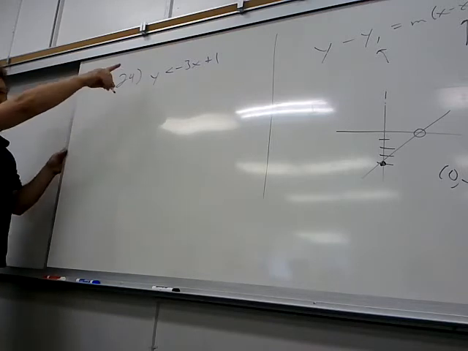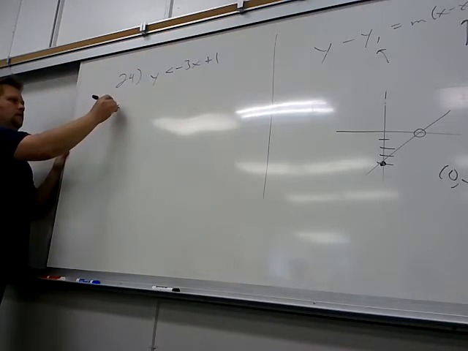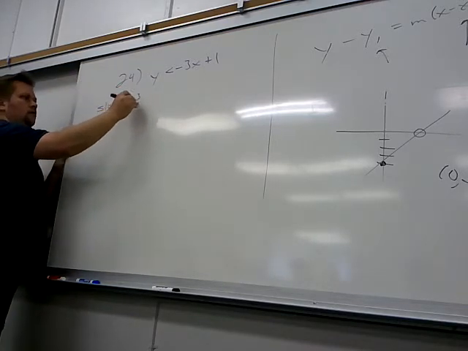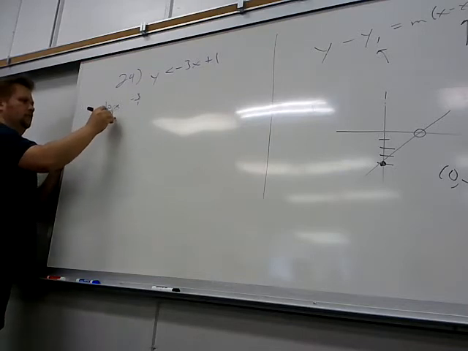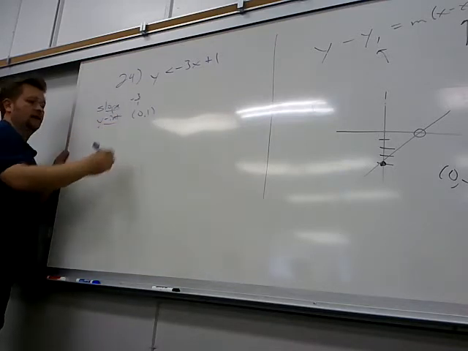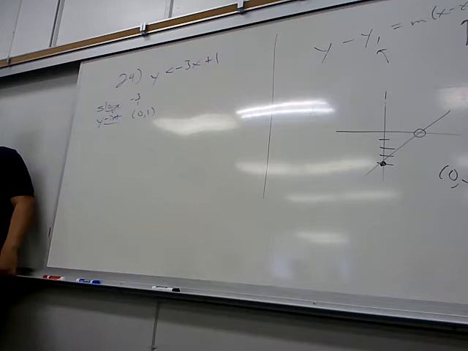Okay. So in this case, what's the slope of this line? Negative 3 over 1. So it's the coefficient of the x. And what's the y-intercept? 0, 1, cool.